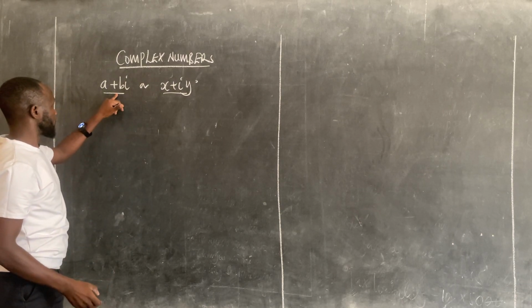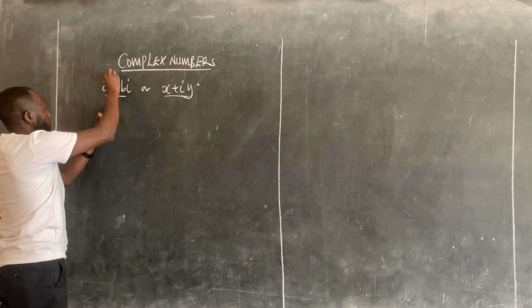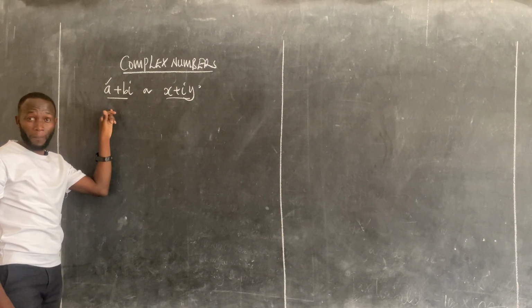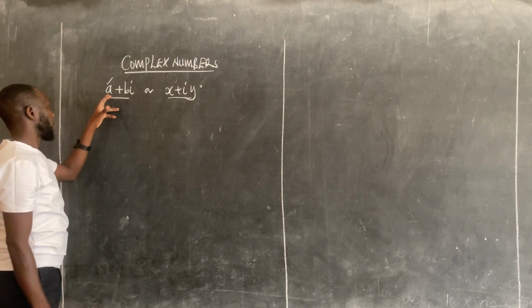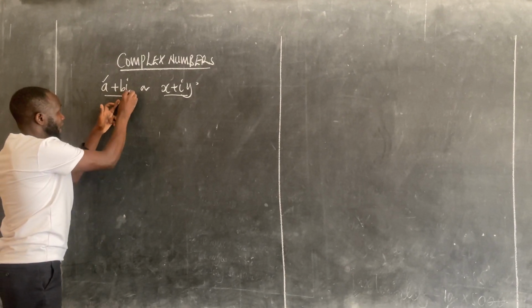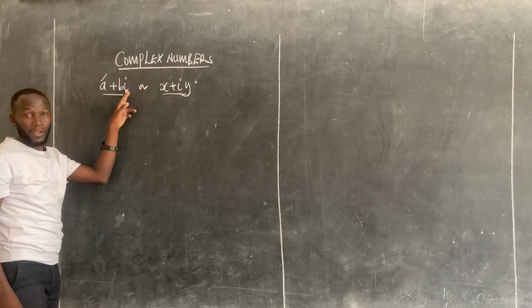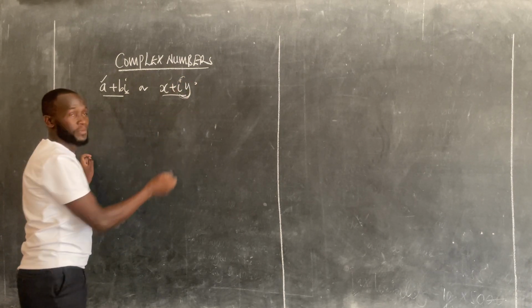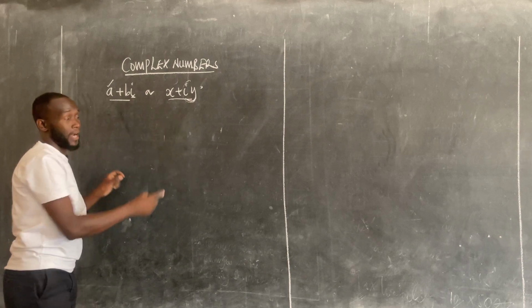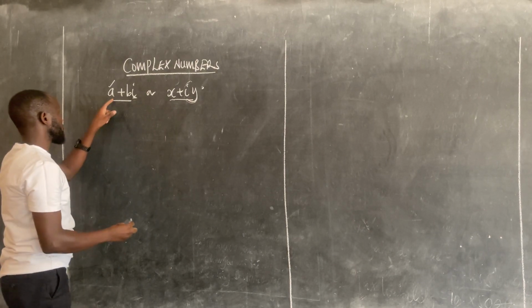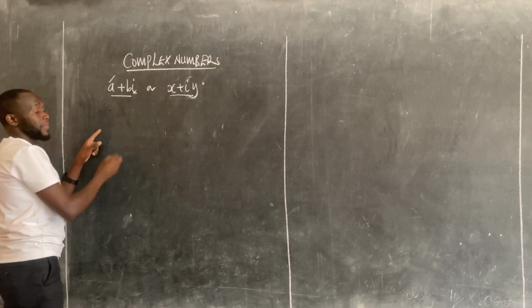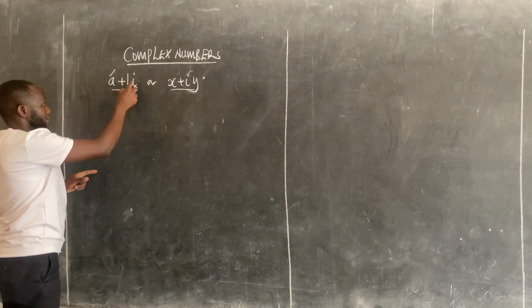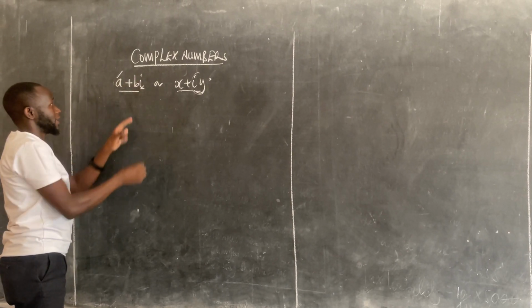Now, complex numbers have the real part. The real part of a complex number is the one without i, because i stands for imaginary. When you look at x plus iy, the iy becomes the imaginary part and x becomes the real part. Here, a is the real part and bi is the imaginary part.